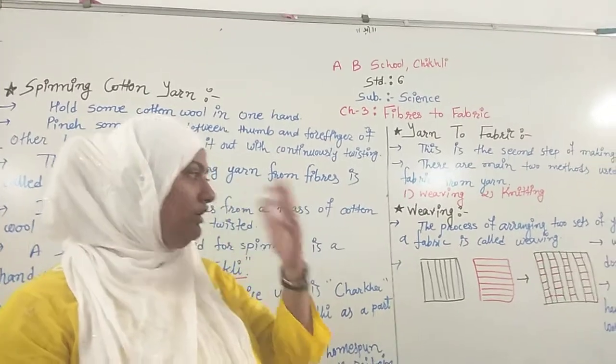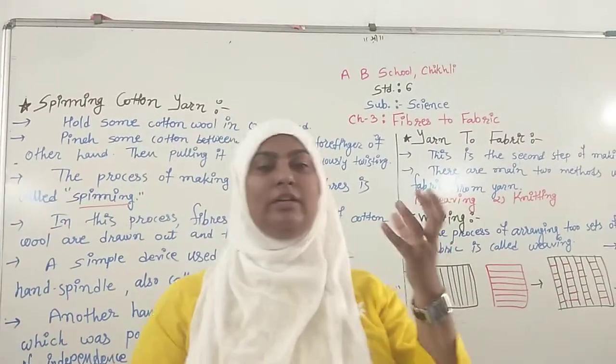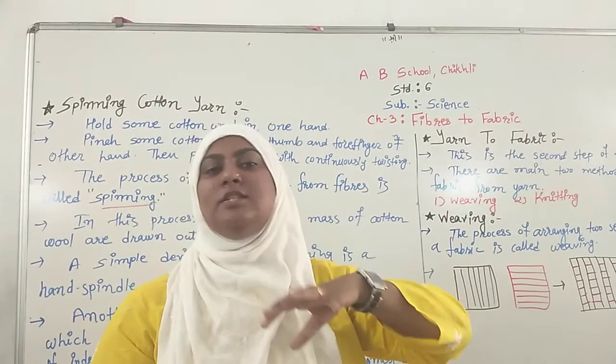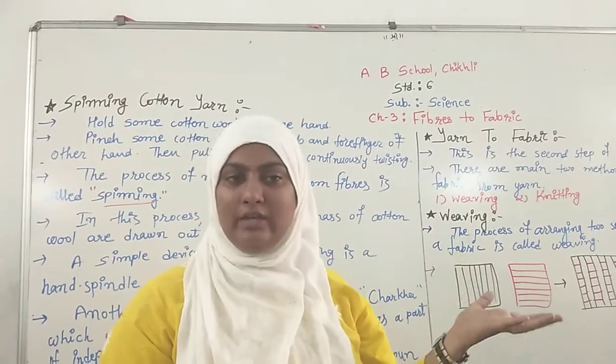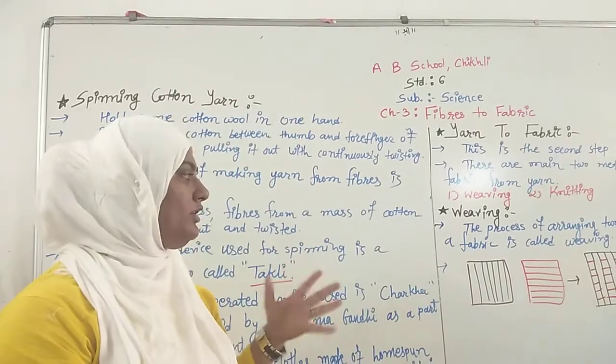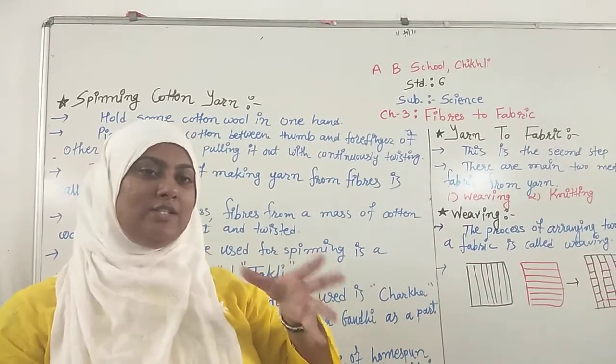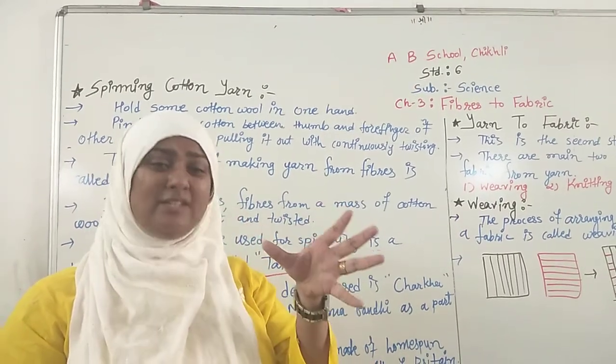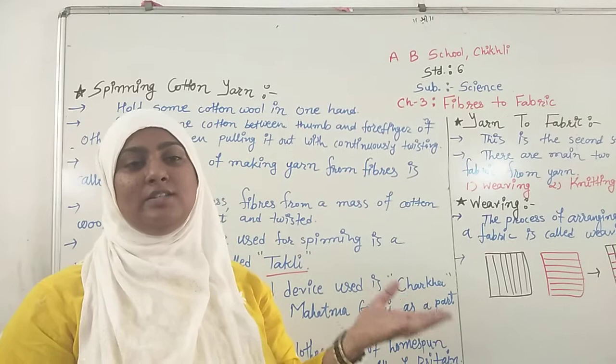Then we learned about ginning. What is ginning? Separating fibers from the seeds is called ginning. Then jute: jute is obtained from the stems of the plant, and it is cultivated during the rainy season.